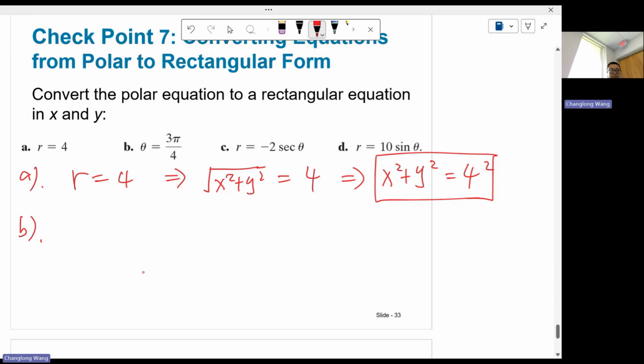Let's take a look at letter B. You have an angle theta, which is 3 pi over 4. And by the way, there's nothing wrong with converting radians into degrees. It turns out that this is 135 degrees. You have an angle, which is given, and it's not a bad angle. You can always calculate it, and you'll see that it's a kind of nice number.